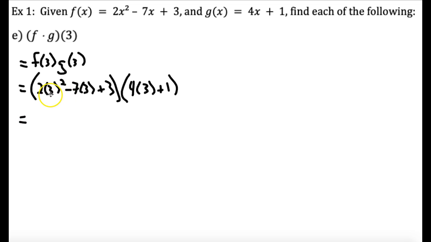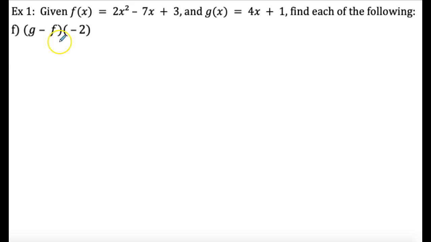So what do we get in here? That's 9 times 2 is 18, minus 21 would be -3 plus 3. We actually get 0 for this first part, times 13, but 0 times 13 is just 0. So f times g of 3 is 0. All right? You guys go ahead and try this next one as well.